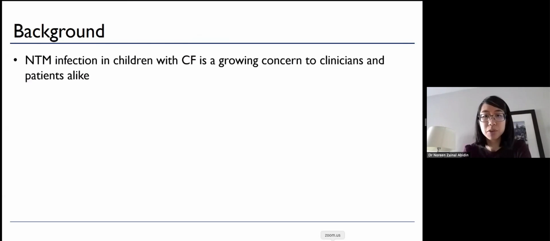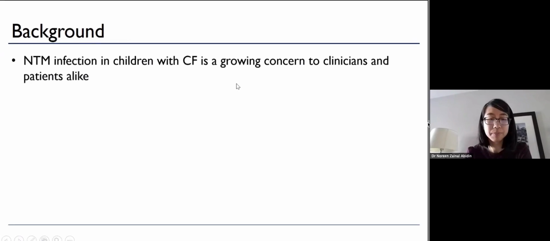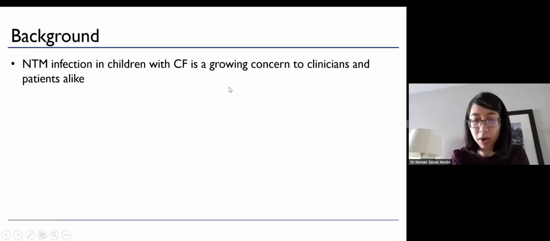NTM infection in children with CF is a growing concern to clinicians and patients. The last 3 decades have seen an increase in the reported prevalence of NTM infection in people with cystic fibrosis. And although NTM is thought to be acquired from the environment, there's been recent evidence suggesting the possibility of cross-transmission between patients. An infection with Mycobacterium abscessus in particular is bad news for patients.